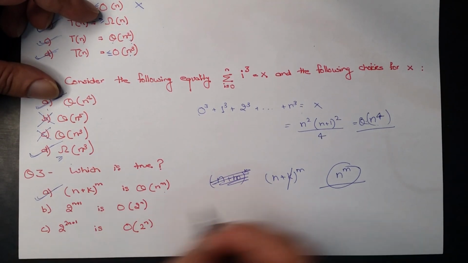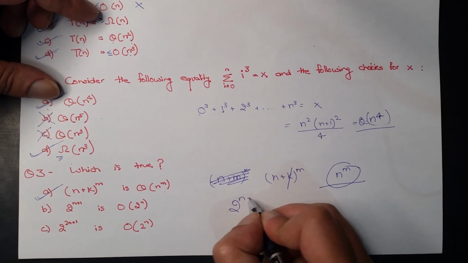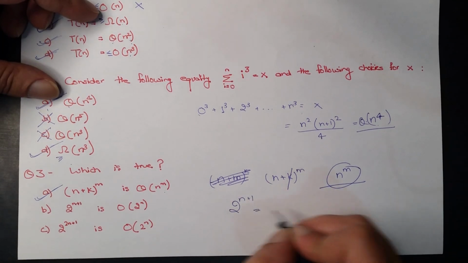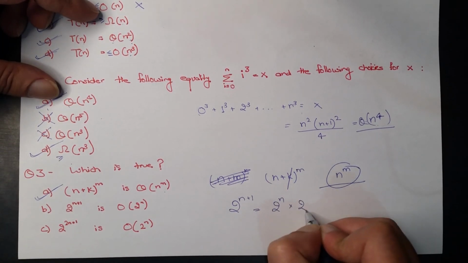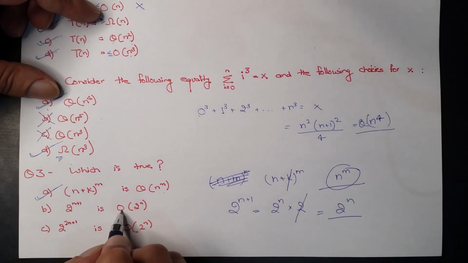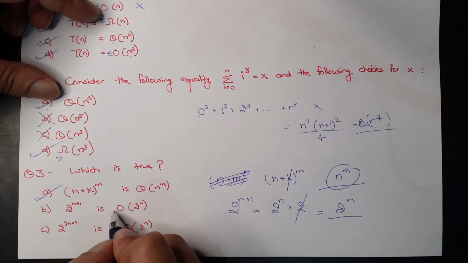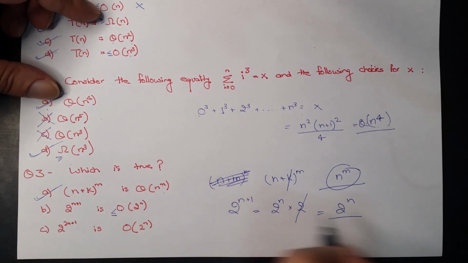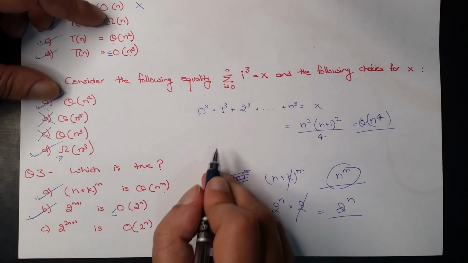Option B says 2 to the power n plus 1, which can be written as 2 to the power n into 2. When we ignore constant factors, it becomes 2 to the power n. Here it says big O of 2 to the power n, which means less than or equal to. Since there is equal to, this one also will be true.